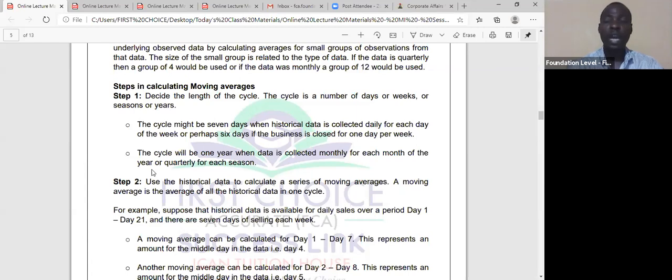Now you want to look at how many weeks make a month. So 4 weeks will be a complete cycle: week 1, week 2, week 3, week 4, complete 1 month. Go to the next month, week 1, week 2, week 3, week 4. If you're looking at months to make the season a year, that means we need 12 months: month 1, month 2, month 3, so a complete season will be 12 months. If you are looking at months as a season, a complete seasonal month is either 4 weeks or 30 days, as the case may be. The cycle might be 7 days when historical data is collected daily. Step number 2, use the historical data to calculate a series of moving averages.